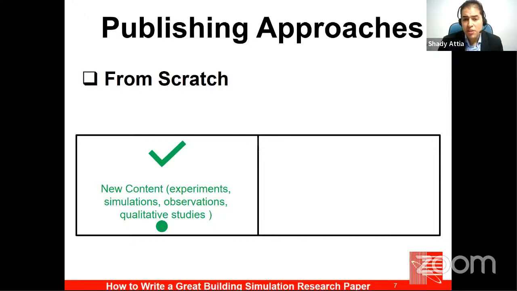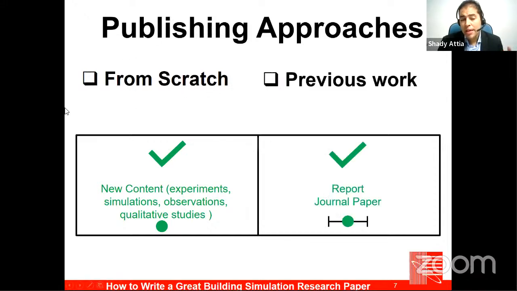There is another approach that people take, which is that they present previous work, meaning that they already have a report that was published or not published, or a journal paper that was published or not published, and then they take an extract of this work and they develop it, or they go further into detail based on what was done before. And this is also commonly done.